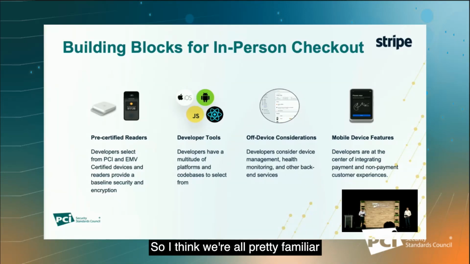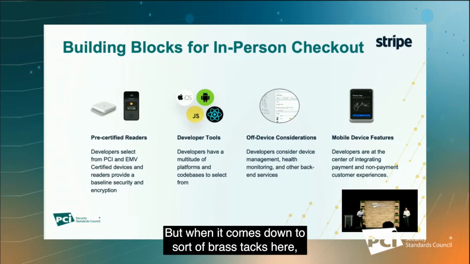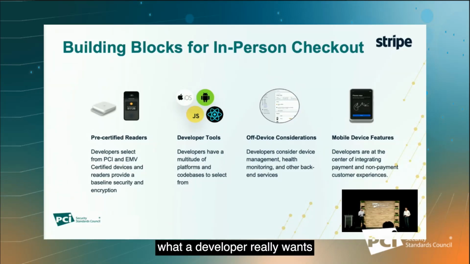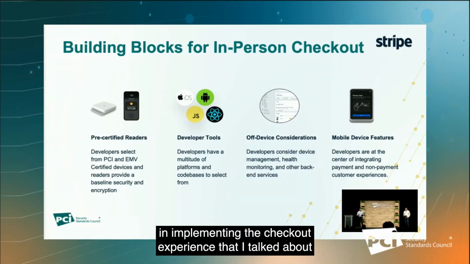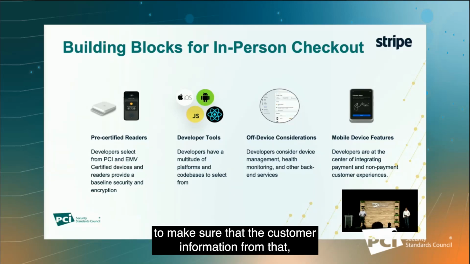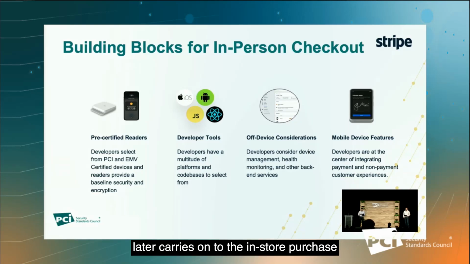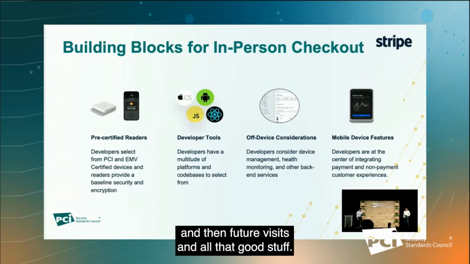So I think we're all pretty familiar with PCI and EMVCo falling into, or rather across, a couple of these categories. But when it comes down to brass tacks here, what a developer really wants is for all of these things to work and to work seamlessly and beautifully. So they're really the first step in implementing the checkout experience that I talked about that leads to that customer journey, and for the underlying data management to make sure that the customer information from that try-on frames subscription later carries on to the in-store purchase and then future visits and all that good stuff.